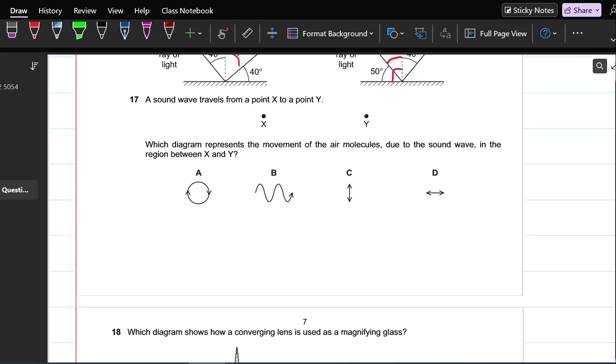A sound wave travels from point X to point Y. Which diagram represents the movement of the air molecules due to the sound wave? This question is similar to the one which we have done in the previous question. In the region between X and Y, it is going to be to and fro, left and right. So D is right here.